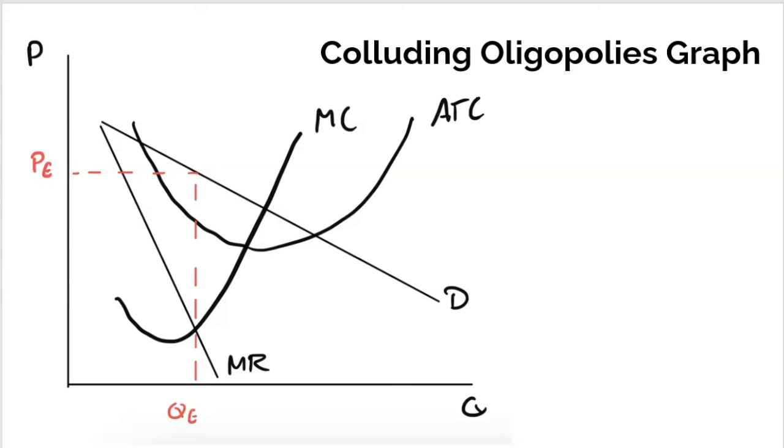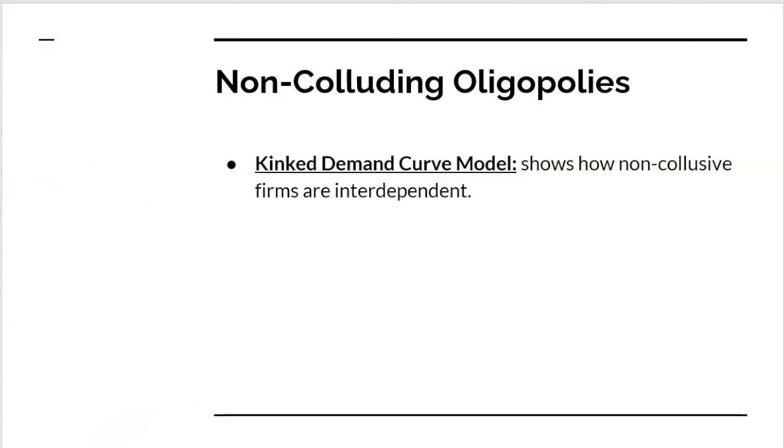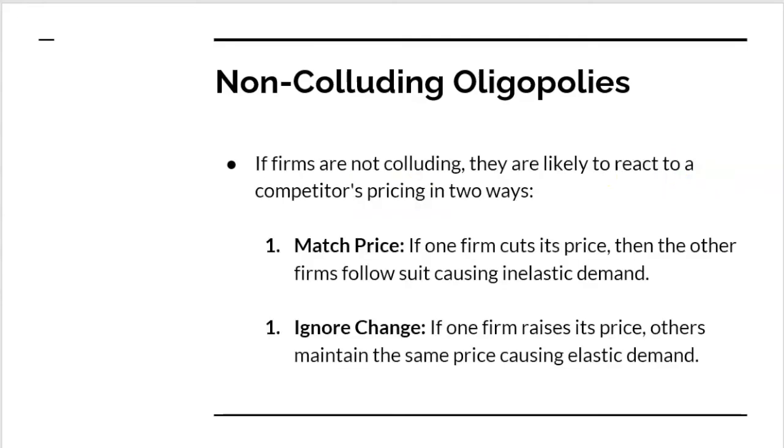The only way that our oligopoly graph can look different than a monopoly or monopolistically competitive graph is with non-colluding oligopolies. With non-colluding oligopolies, you get something called the kinked demand curve model, which just shows how non-colluding oligopolies are interdependent. And so here, if the firms are not colluding, there are only 2 possible ways that these firms can react.